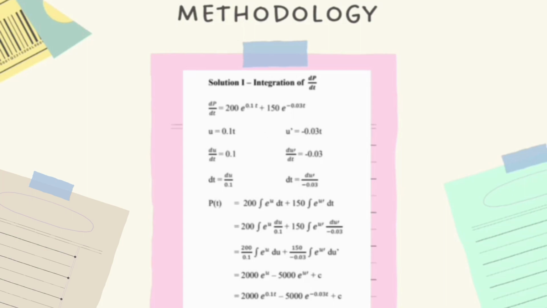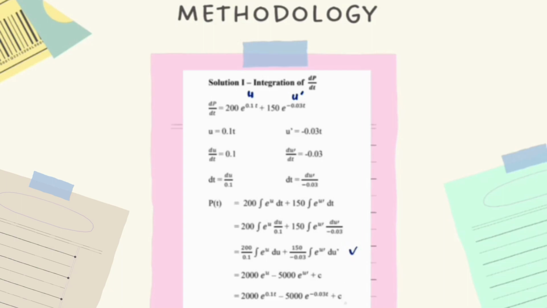So firstly, 0.1t we assume as u, while negative 0.03t as u prime. Then we differentiate u with respect to t and u prime also with respect to t. Then we put the dt on the left and the others to the right, and then we insert into the equation. We integrate one by one in this question.